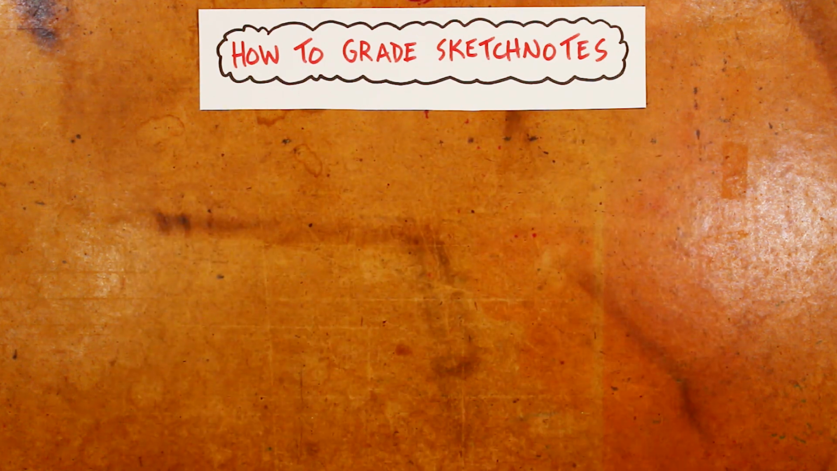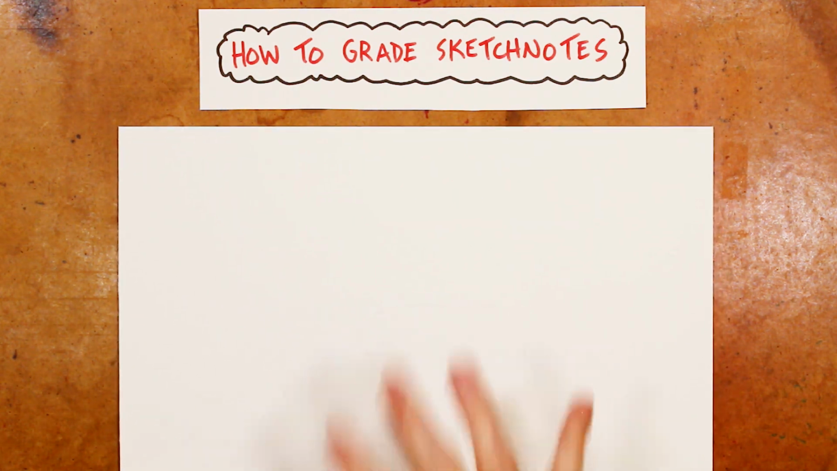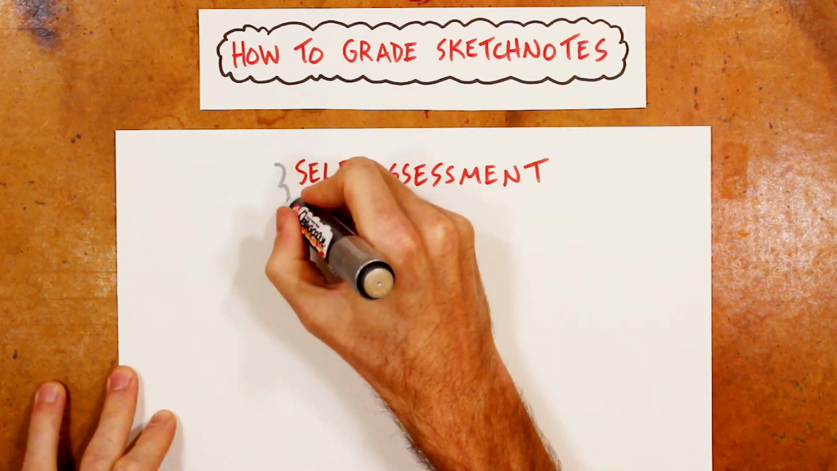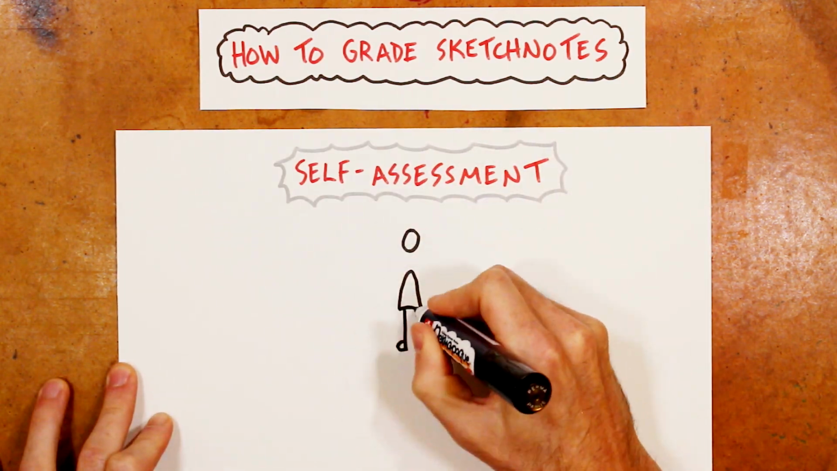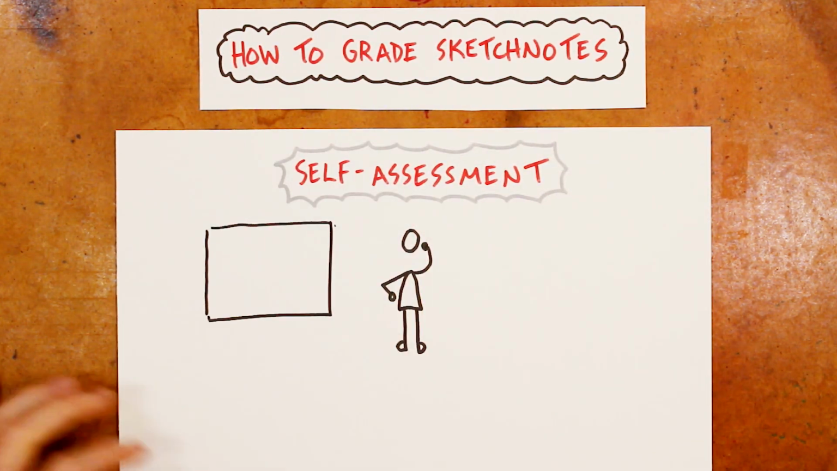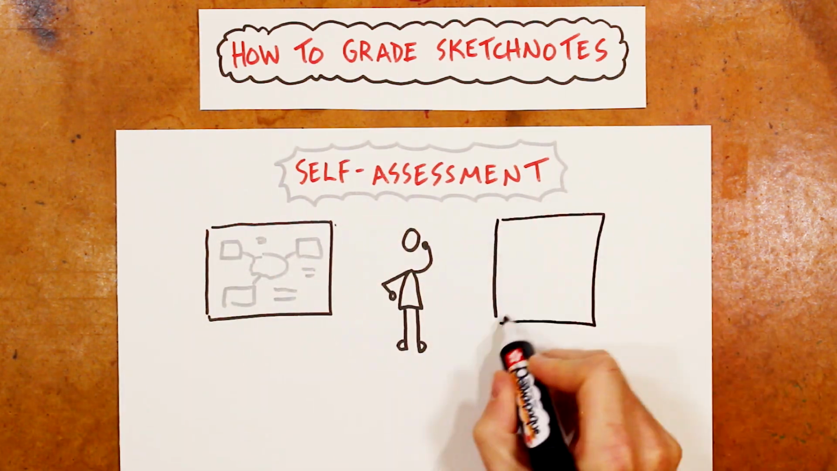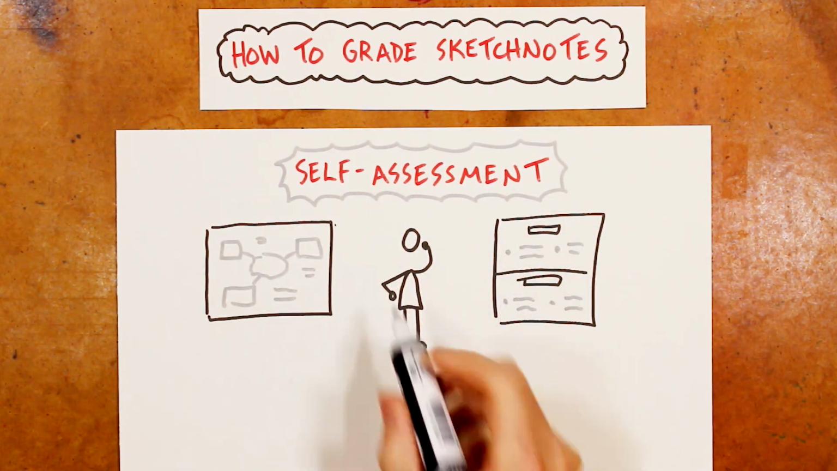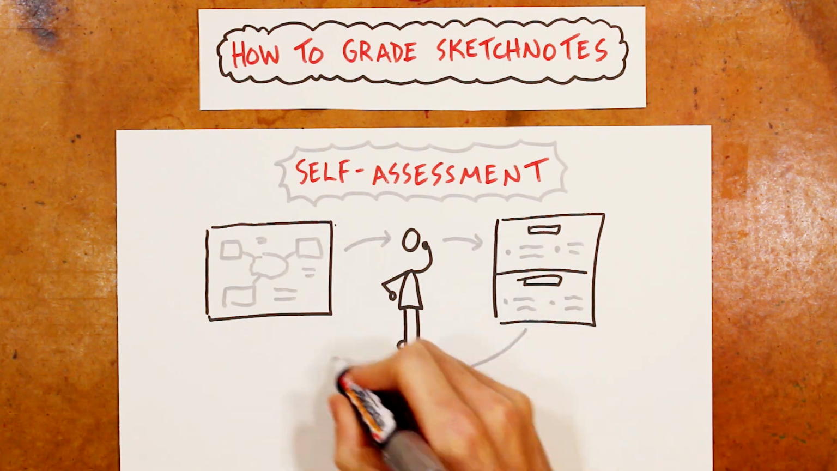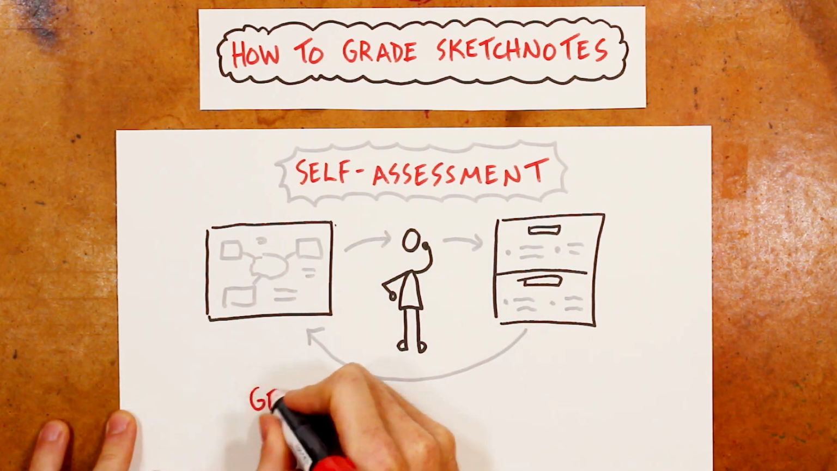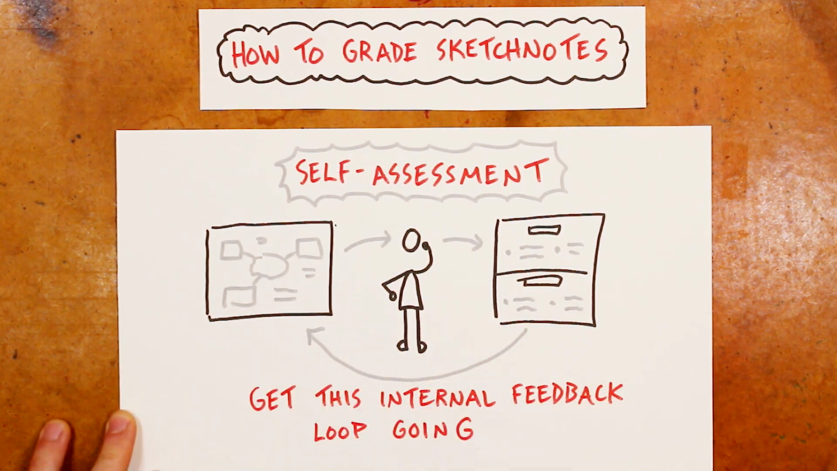And no matter what type of grading system you choose, you might consider having students assess their own work. Help them get in the habit of looking at some piece of work that they've created, evaluating and assessing that work, and looking for opportunities to improve next time. That could be a great way to get this internal feedback loop going. And even self-assessment more generally is a skill that students can take with them as they move forward in their education and into their profession.